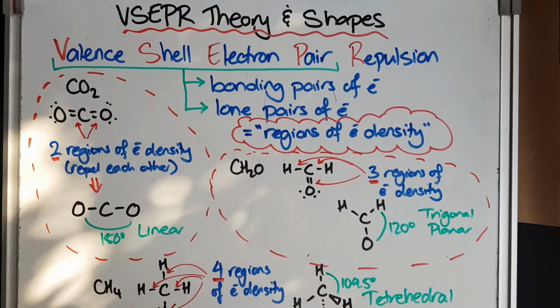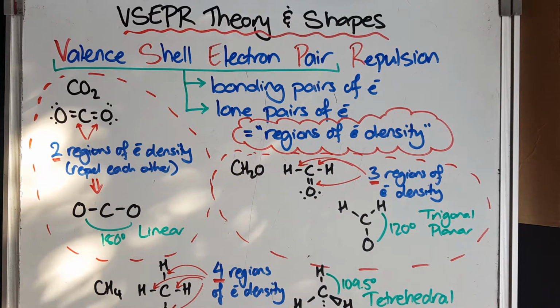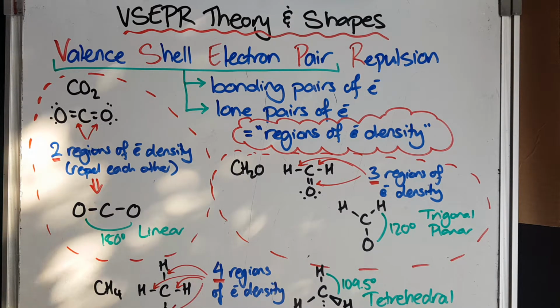In year 12, you would have learnt the shapes of different molecules due to the number of bonding electrons and the numbers of lone pairs around the central atom. This is based around a theory called the VSEPR theory, so the valence shell electron pair repulsion theory.